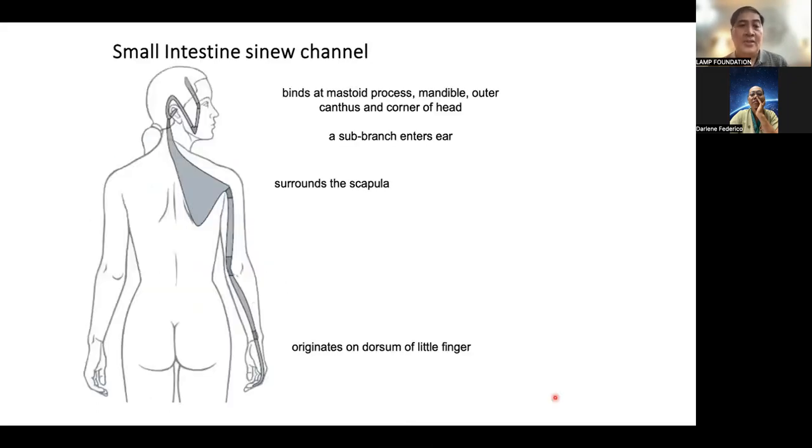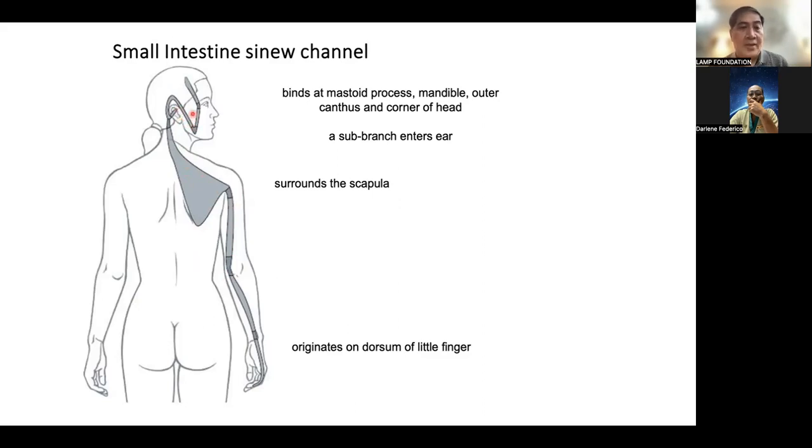And finally, we have the sinew channel of the small intestine or the muscle channel. So it begins at the dorsum of the little finger, sa likod ng little finger, and then nagko-connect sa wrist and ascends along the forearm to the elbow, where it connects with the medial condyle of the humerus. From here, the channel proceeds up the arm and connects below the axilla. So a branch travels behind the axilla, surrounds the scapula, nandito po, and follows in front of the bladder muscle channel on the neck, okay, connecting behind the ear, okay?